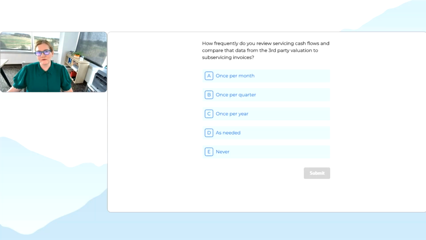How frequently do you review servicing cash flows and compare those servicing cash flows to the third-party valuation to subservicing invoices? So you've got your cash flow provided by your valuation company, and you also have your invoices showing you all of the revenue obtained from your subservicers that you're potentially using, or you're paying attention to that if you're in-house. How often do you look at that? And this will be our last poll question.